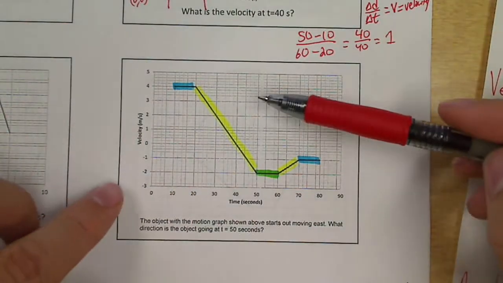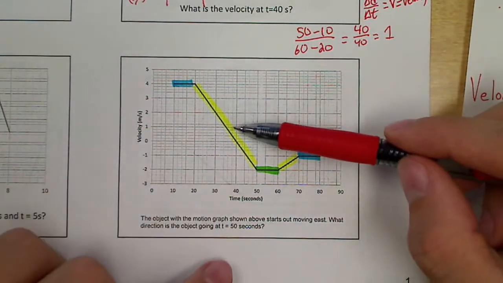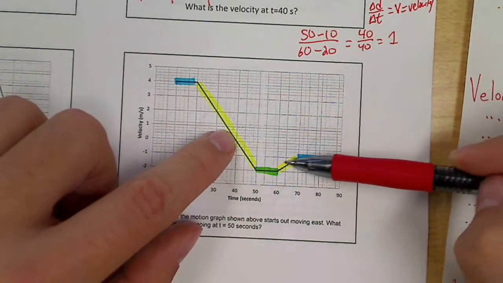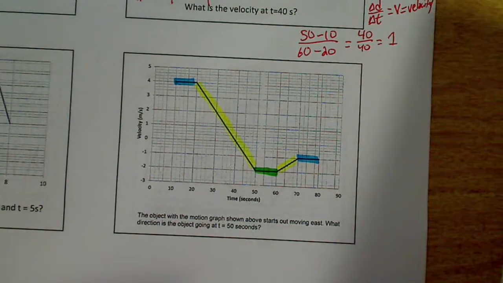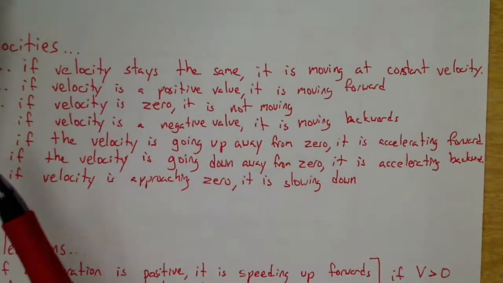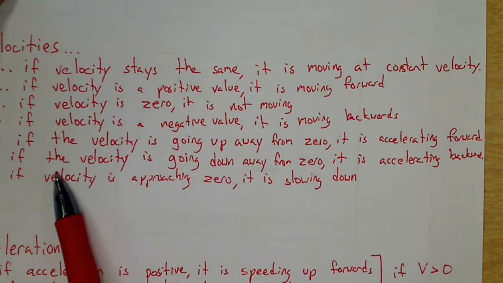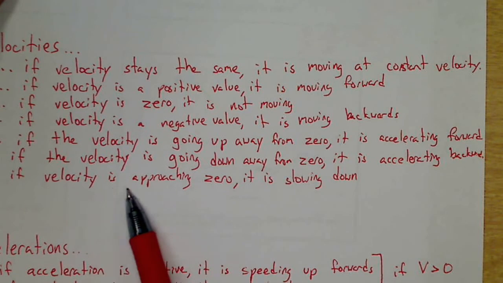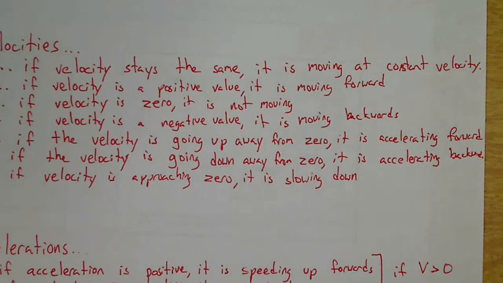So on this graph, any of these times above 0, we're moving forward. Right here, whenever it crosses the 0 point, for this moment, we're stopped. And all these points down here that have negative velocities, those are all moving backwards. Okay? Now, if the velocity is going up away from 0, it's accelerating forward. If the velocity is going down away from 0, it is accelerating backward. Anytime the velocity approaches 0, if the velocity approaches stopped, that means we're slowing down. We're slowing down to 0. We're slowing down to stop.